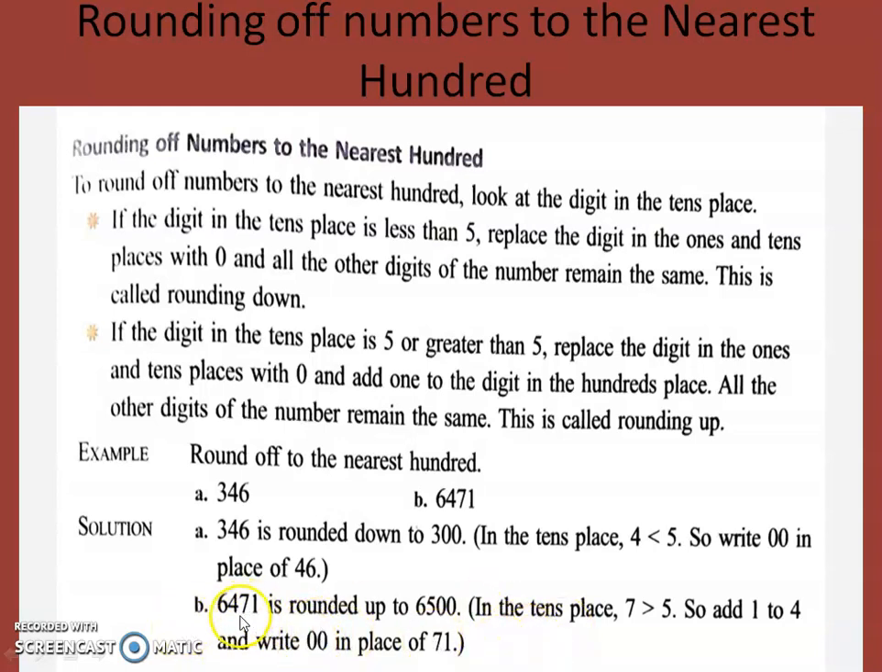and we will add 1 to the digit which is on the hundreds place, that is 4. So here we will add 1 because this 7 is greater than 5. So in the tens place 7 is greater than 5. So add 1 to 4 and write 00 in place of 71. It's simple.